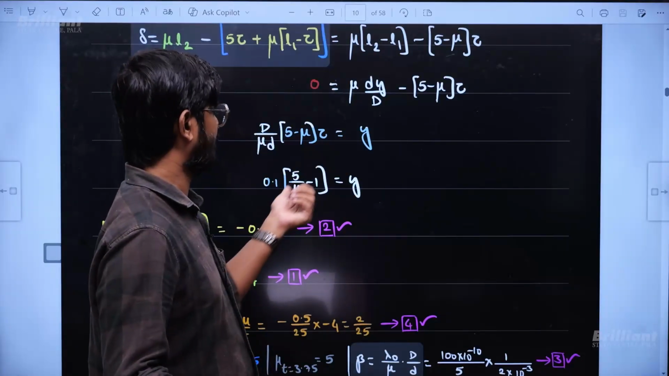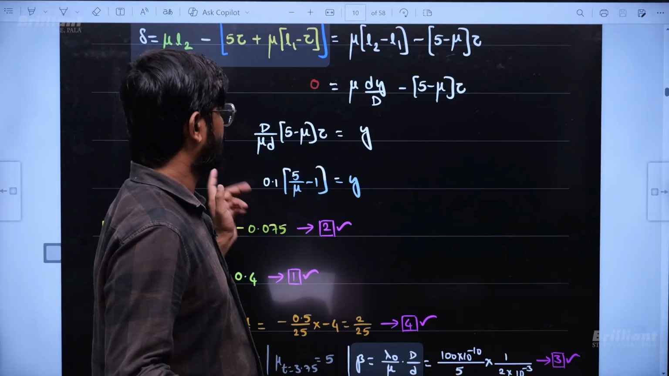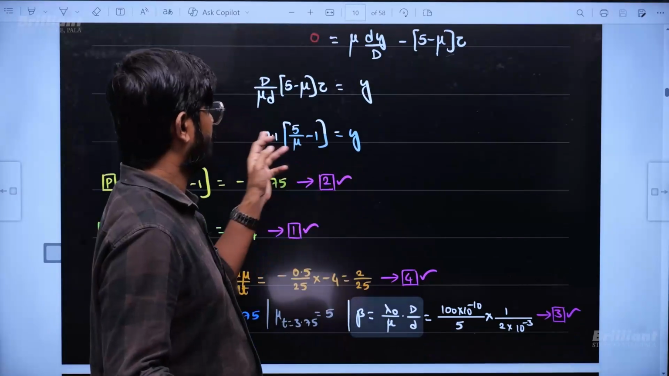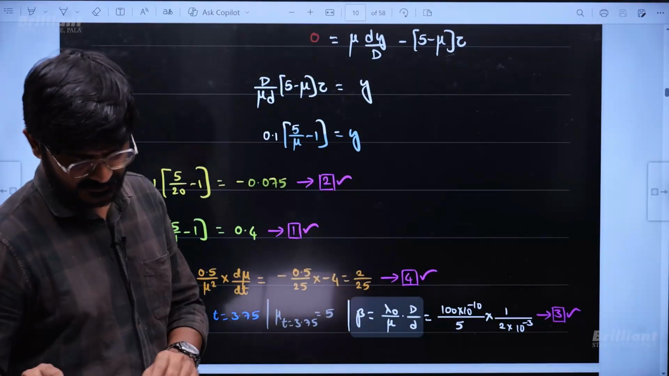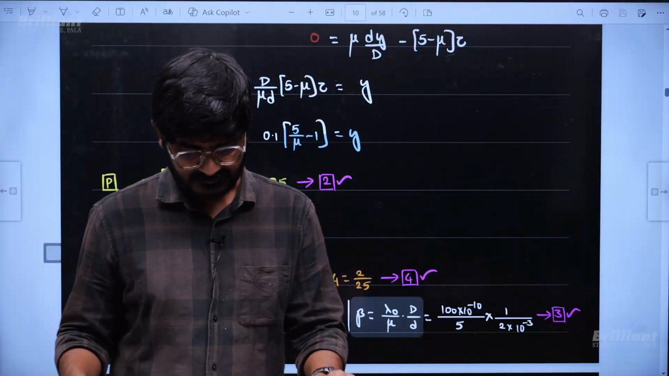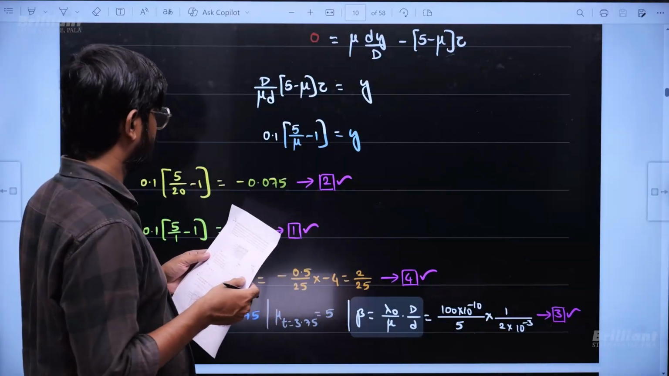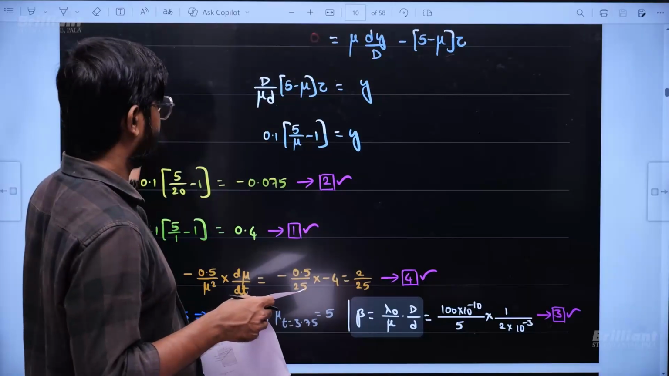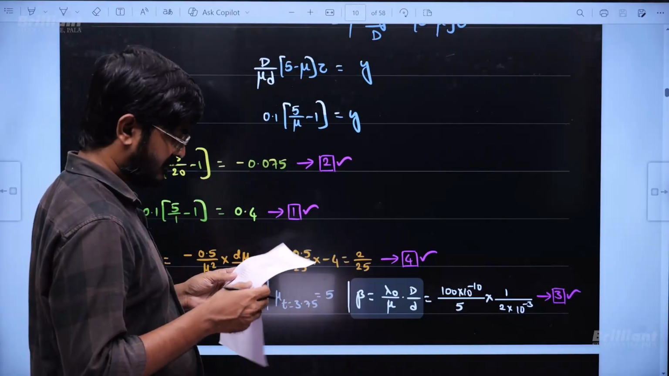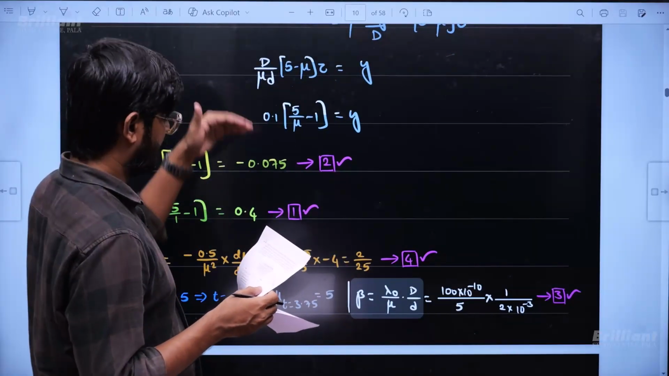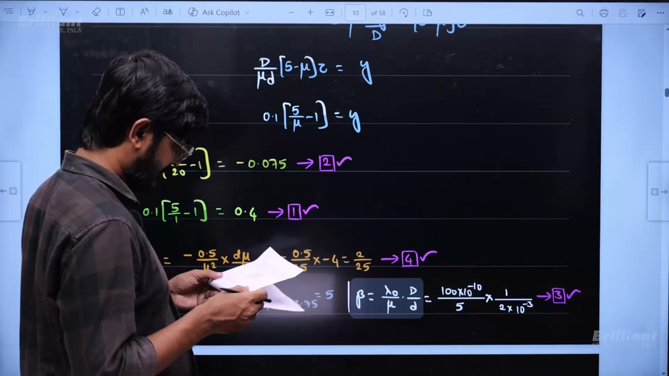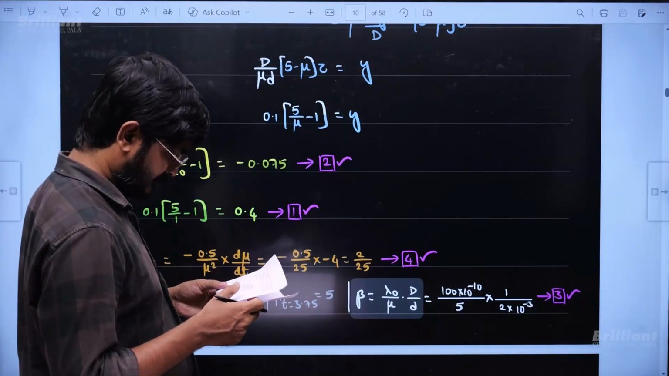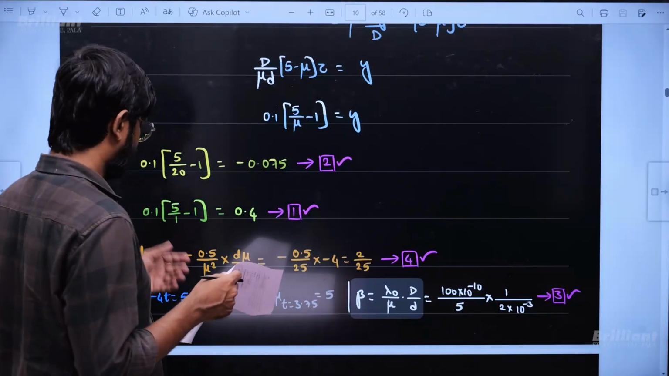Then substituting the given values, mu is the only one which varies with time, so y will turn out to be this much. Now according to the given question, when you substitute t equals 0, the mu value is 20. So when you substitute mu equals 20, you get minus 0.075. Anyway, we are not interested in up or down, we are just interested in magnitude. So that is going to give you option 2 for P.